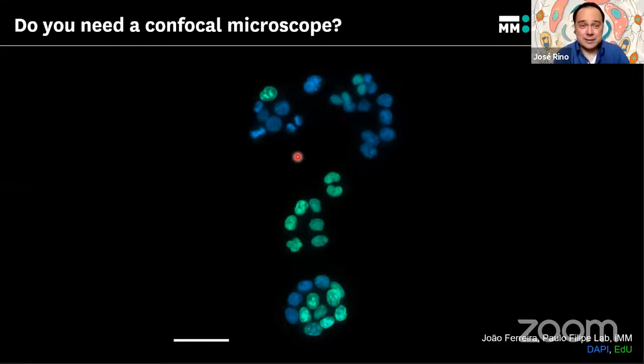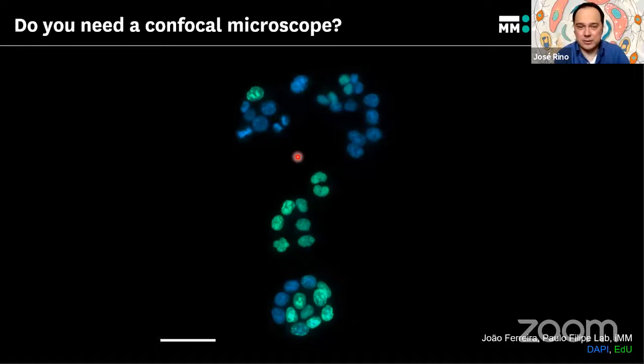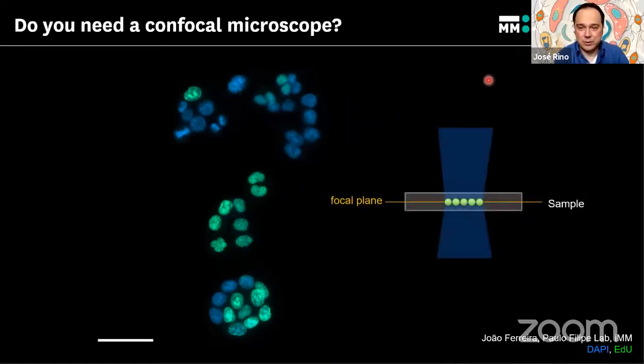So the answer for this is this image is not from a confocal microscope. This image is from a wide field microscope. And you don't have any autofocus light, because there is no autofocus light. The sample is very, very thin. It's just a monolayer of cells on the cover slip.